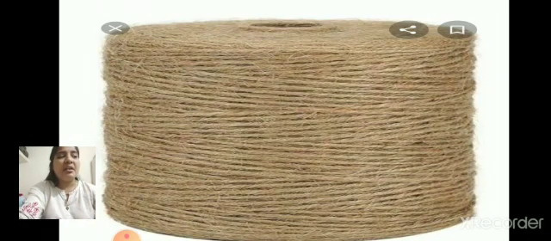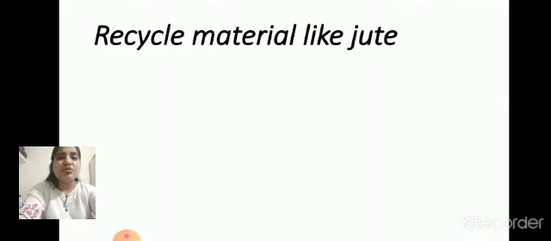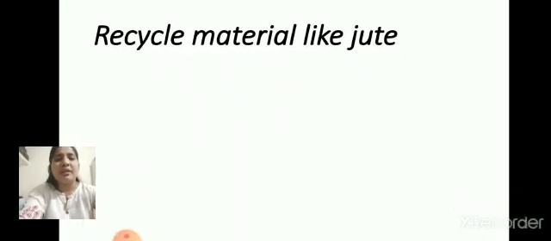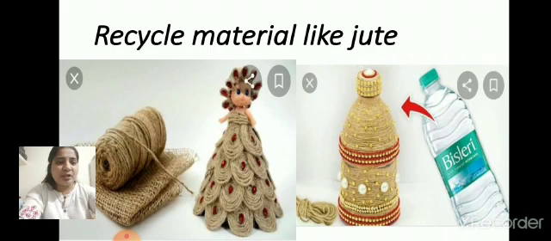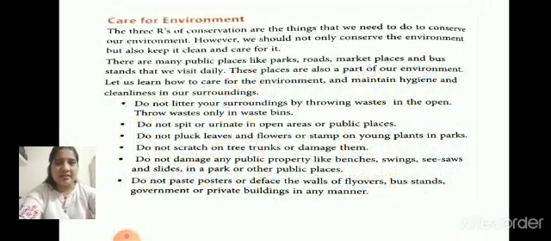Okay, we can create many art and craft items by using recycled material like jute. So this is recycled material, that is the jute. See, recycled material like jute, we can make a lot of things from it. So if you can see this, yes, from it we make a beautiful doll. Yes, see the bottle, it is used with the help of jute, we make one beautiful art and craft material.